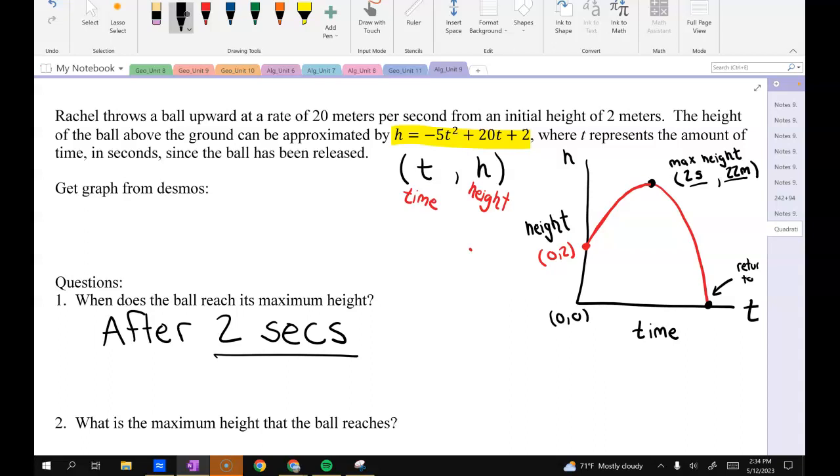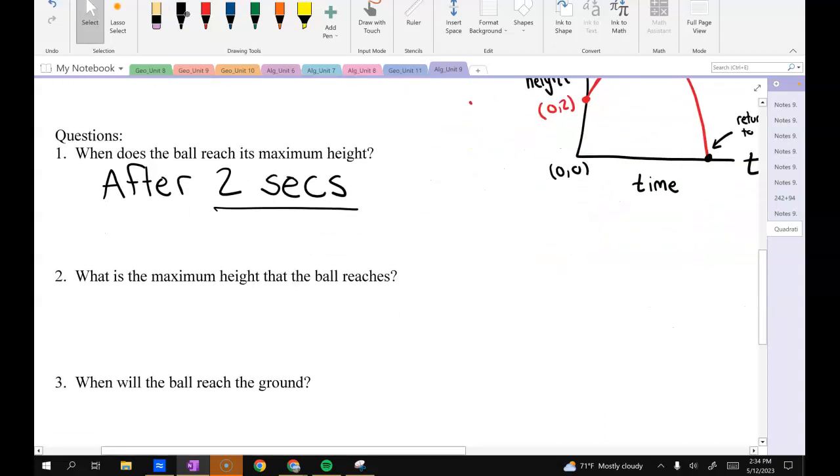So the second question, what is the maximum height that the ball reaches? Well, after 2 seconds, it reaches a maximum height of 22 meters. So then we can just write, what is the maximum height the ball reaches? 22 meters.